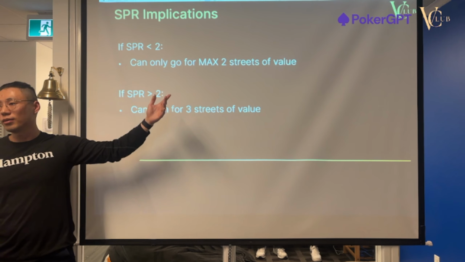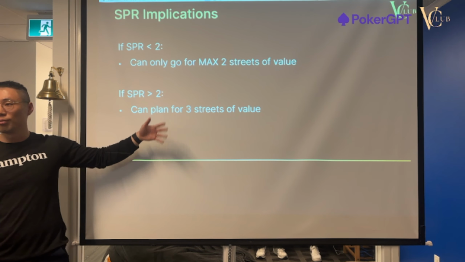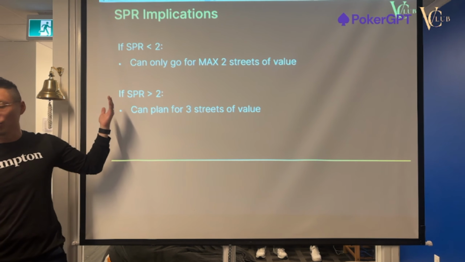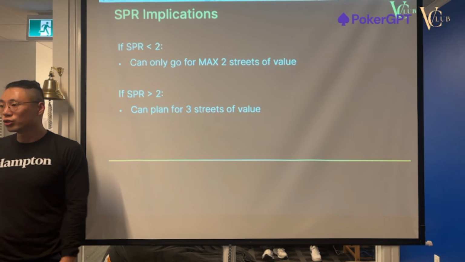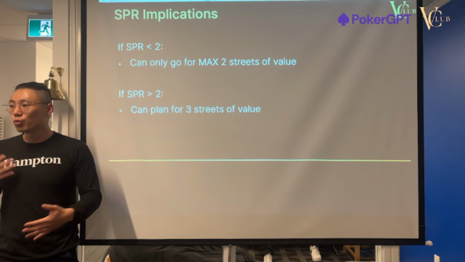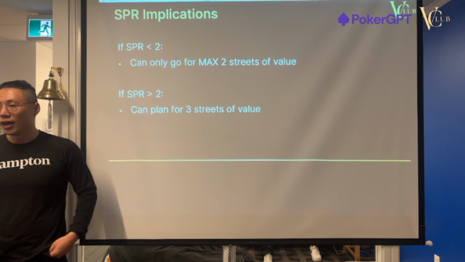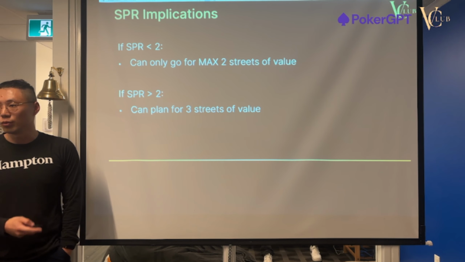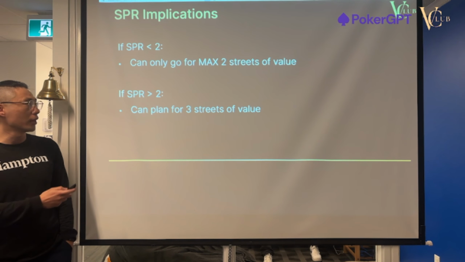So this is where SPR really dictates your ability to future plan, because it really simplifies it when your SPR is lower. Whereas if you have anything with SPR over 2, then you have some flexibility where you can go for 3 streets of value. So these are just some general rules of thumb based on SPR that really simplify your future planning.